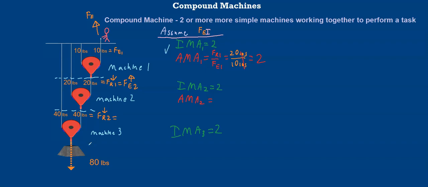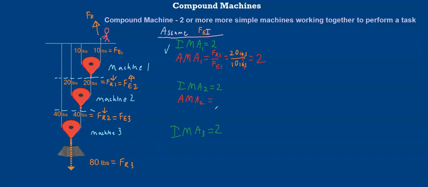But that's also pulling up on our third machine, so we can call that our force effort for machine 3, which is of course countering this 80 pounds pulling down, so we can call that the force resistance for machine 3.